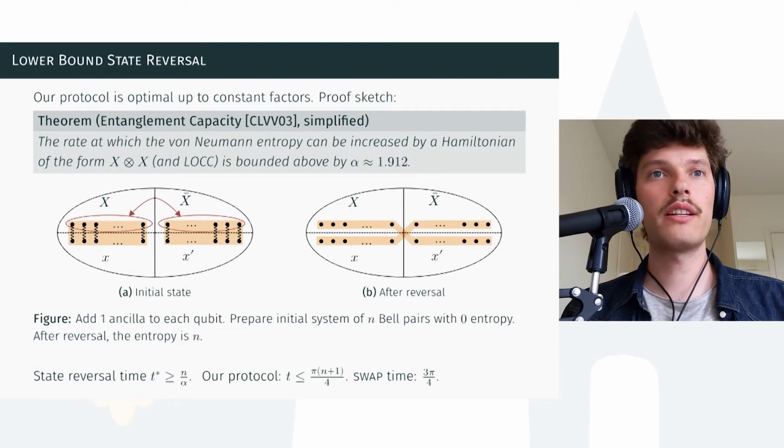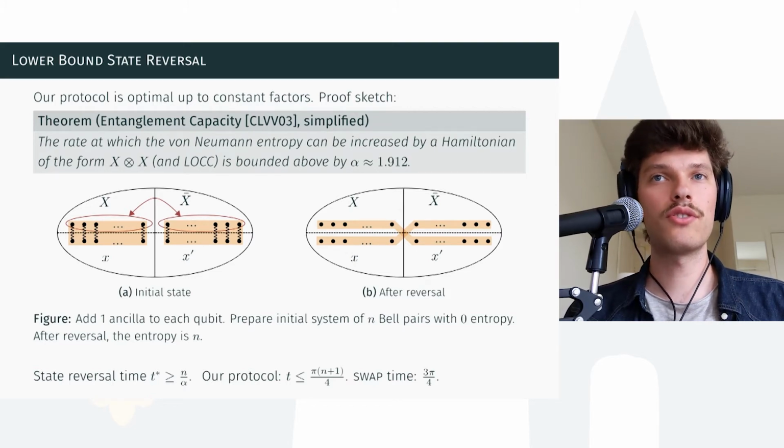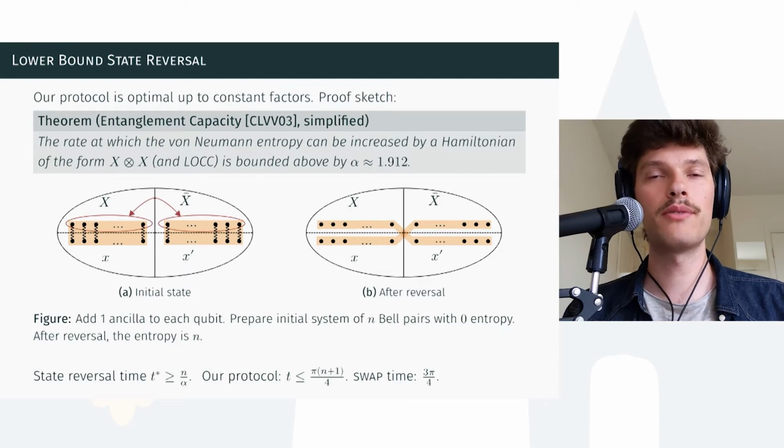So we show that our protocol takes a time upper bounded by pi over 4 times n plus 1. And just as a side note, a swap operation takes a time 3 pi over 4. And just to keep things simple, we've normalized by the swap time in the previous slide, which gives us this 3 times improvement.